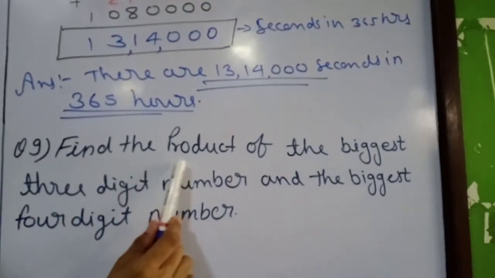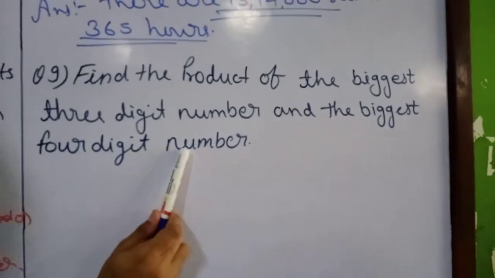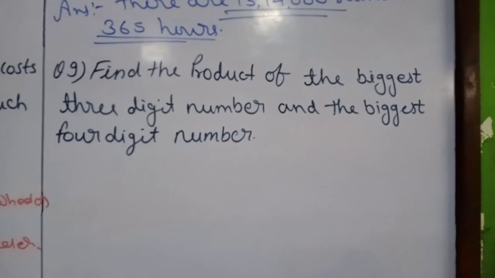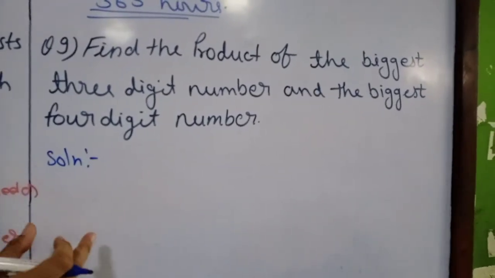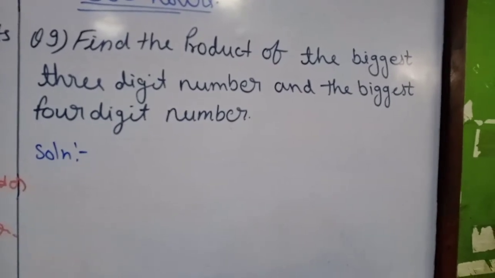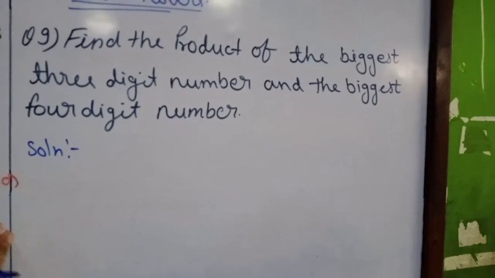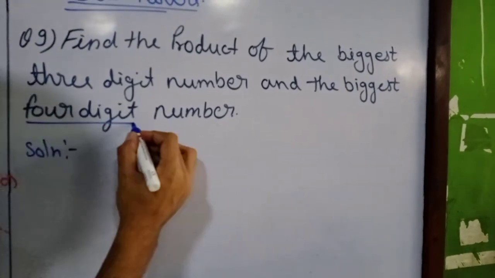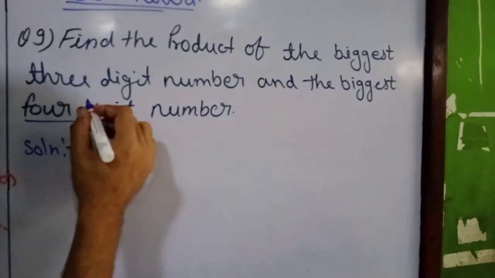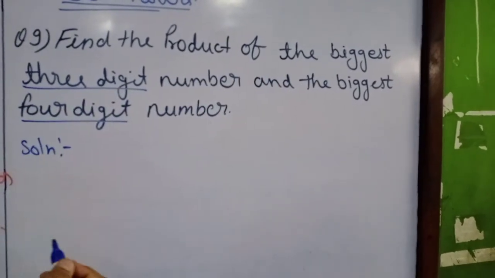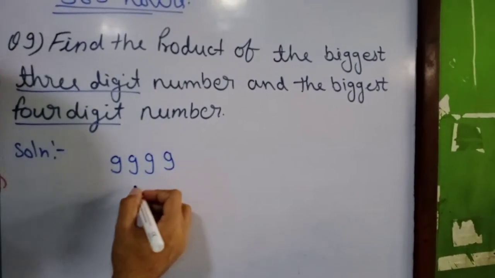See, find the product of the biggest 3-digit number and biggest 4-digit number. Whenever we are talking about the biggest number, the thing that comes to our mind is 9. The 1 digit biggest number is 9. The 2 digit biggest number, we write 2 times, that is 99. For the 4 digit number, we write 4 times, 9999. And whenever we are talking about 3 digit, we write 3 times 9. So let's do the multiplication. Product means we are going to do the multiplication.